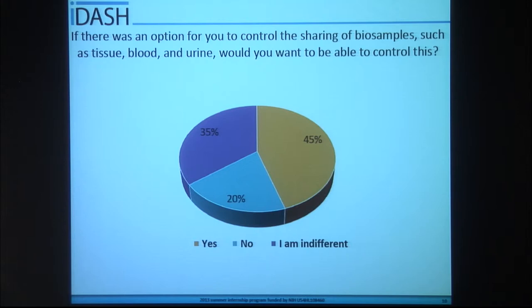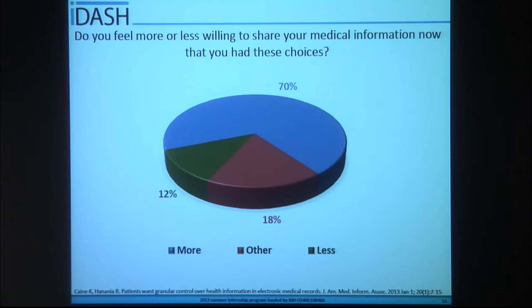And for this third question, we asked them whether they feel more or less willing to share their own medical information now that these choices were given to them. The vast majority said more, and the majority of the other responses also were positive, but they wanted to include a description of why they said more, so there were some written comments.